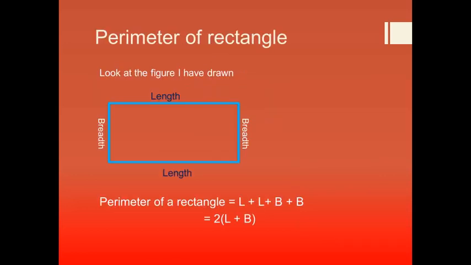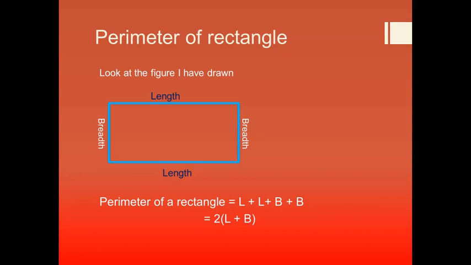Next is perimeter of rectangle. Look at the figure drawn. What is this? This is a rectangle. A rectangle is a closed figure that has equal opposite sides and each angle is 90 degrees. The longer side of a rectangle is known as its length and the shorter side is known as the breadth of the rectangle.